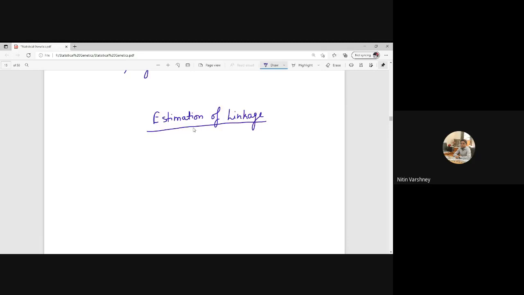This means one of the two parents should be doubly heterozygous. This statement is very important for the purpose of multiple choice questions and all. So one of the two parents should be doubly heterozygous.